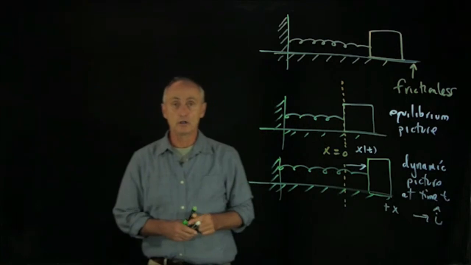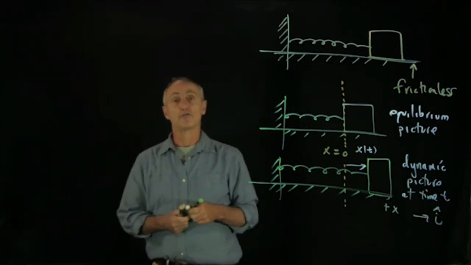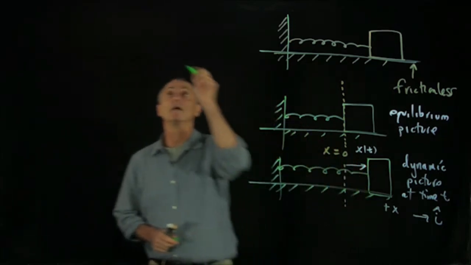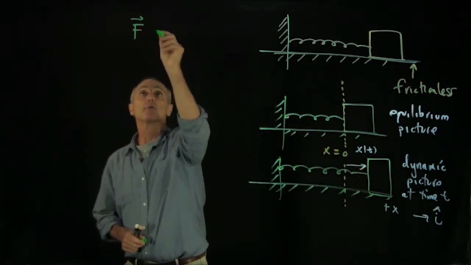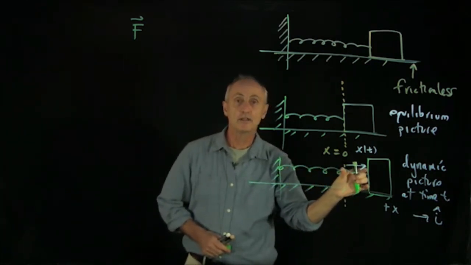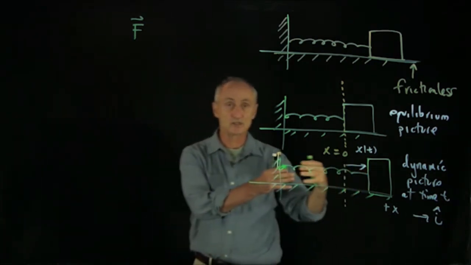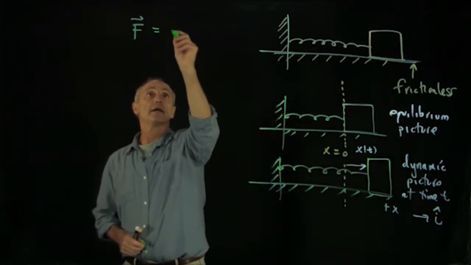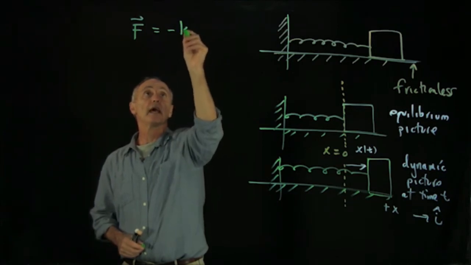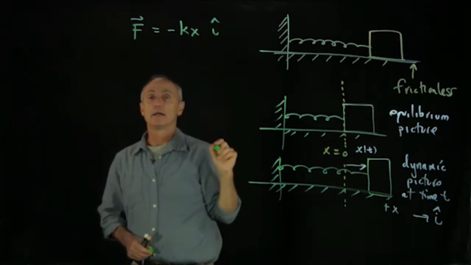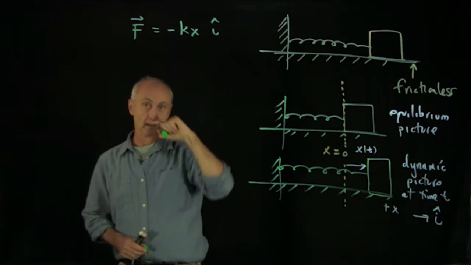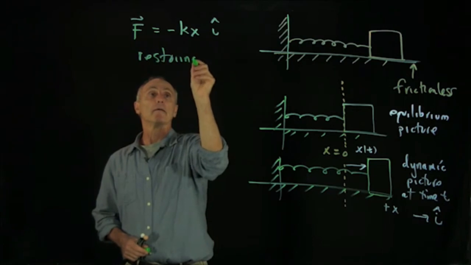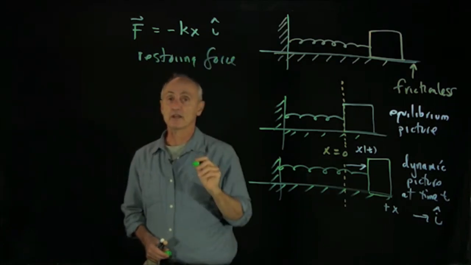And now Hooke's law is the statement that the force on the object, F, is proportional to how much the object has displaced, which represents either the stretching or the compressing of the spring. So it's equal to minus kx i hat. Now, what does this minus sign mean? Well, this is an example of what we call a restoring force. And let's look at a couple of examples.